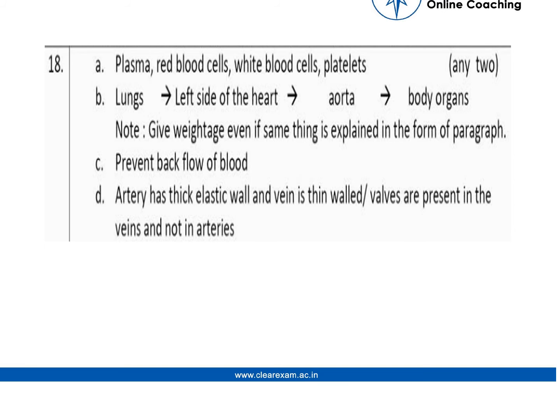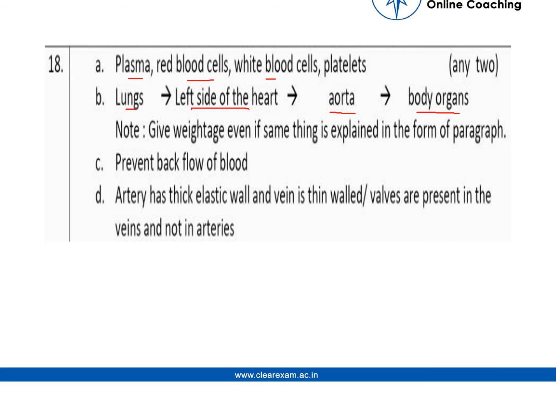The question with four parts. A part was mention any two components of blood. So plasma, red blood cells, white blood cells. You can write any two. The second part was to trace the movement of oxygenated blood. So the oxygenated blood movement is from the lungs to the left side of the heart. Then the aorta comes in. Then it goes to body organs.